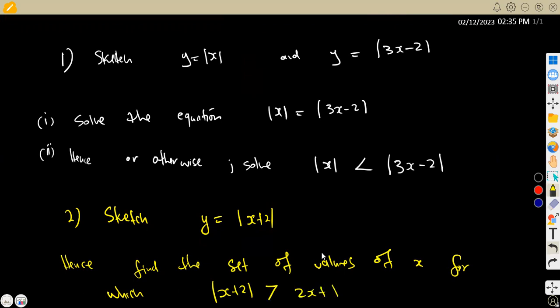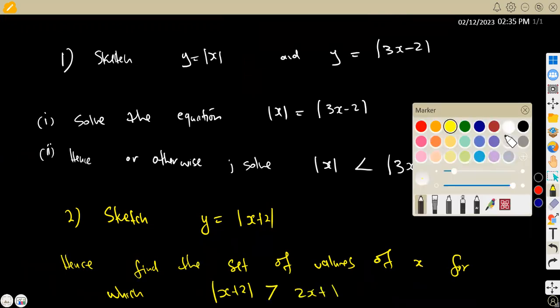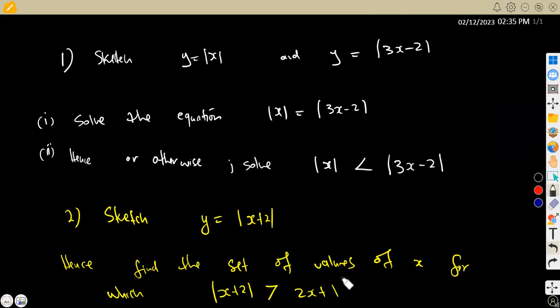plus 1. Okay, so if you're given hence, therefore it means you must also have a sketch of the graph of y is equal to 2x plus 1. There is no modulus here. It's a normal line. So I want you to try these two questions.